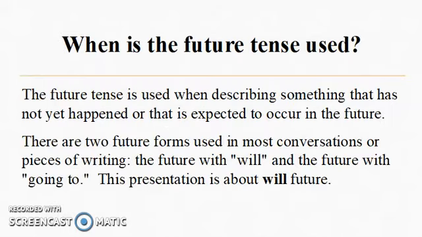The first question is, when is the future tense used? It is used when we are describing something that has not yet happened or that is expected to occur at some point in the future. For most purposes, there are two future forms used in most conversations or pieces of writing: the future with will and the future made by using the words going to. This presentation is about will.